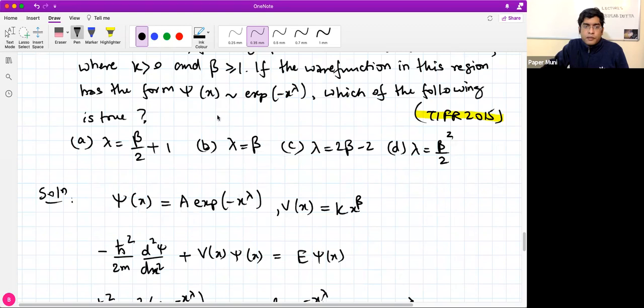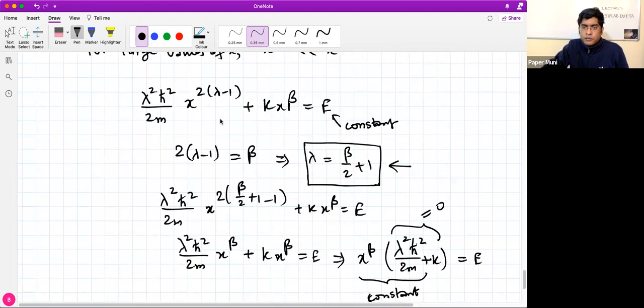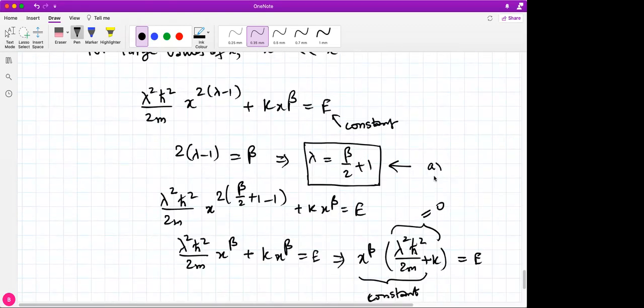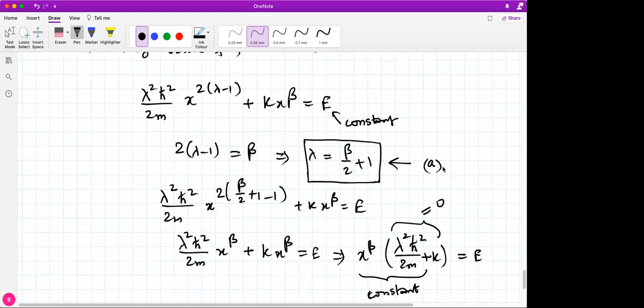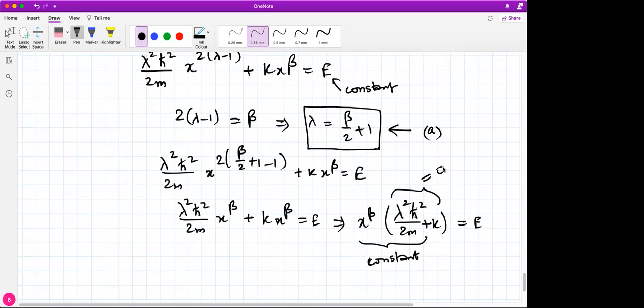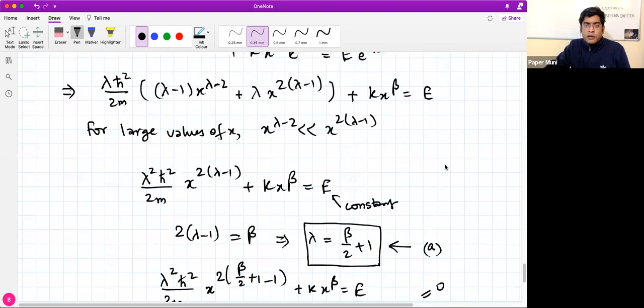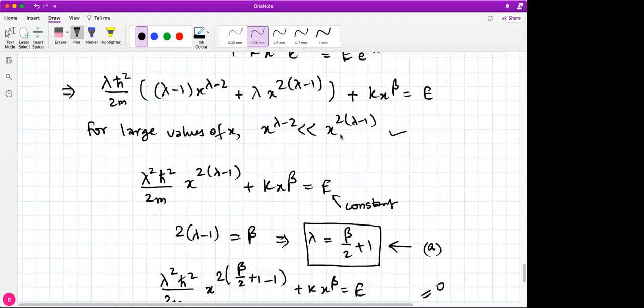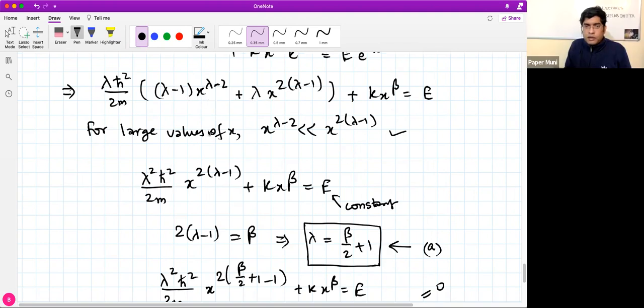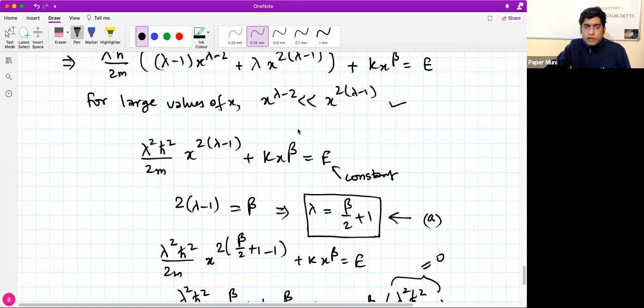This is option A. Sir, can you please repeat the last thing, how we make it constant? See, this thing is clear, right? Why did we get rid of one of the terms? Because for large values of x, this power will be higher than this power, right? Yes, because it is twice of that. All right, so that is done.